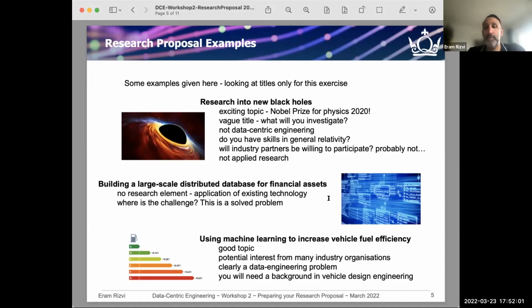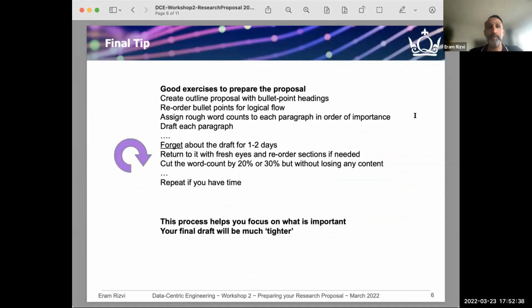It's clearly data-centric engineering because it's about improving vehicles and machines that we're making. However, you will need some background in vehicle design engineering or something similar along those lines. So maybe you have it, maybe you don't. If you don't, then that's a bit of a red flag. But if you do, then that's great. Sounds like a very good and interesting topic. So those are three examples where I hope I've explained how to put the proposal together, but how to make it work for you by addressing the skills and competencies that you have on your CV.